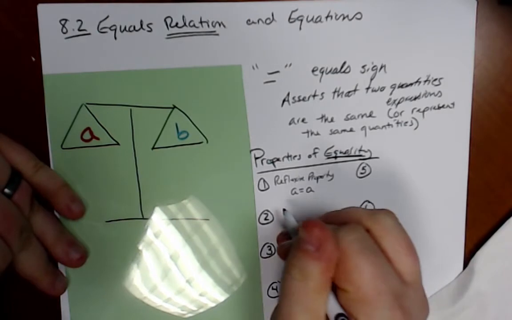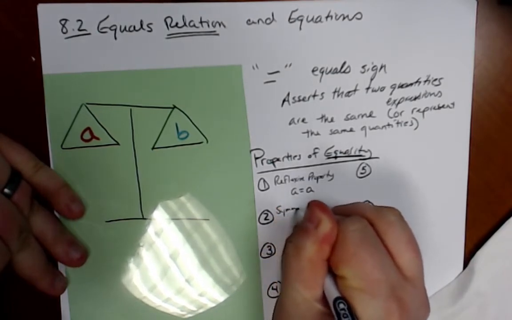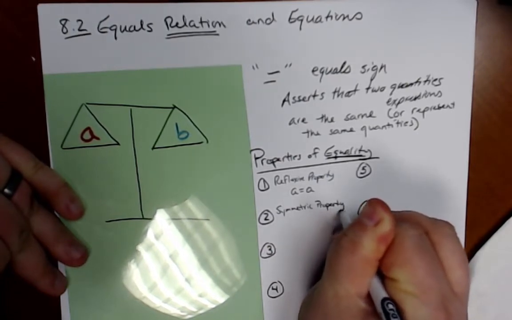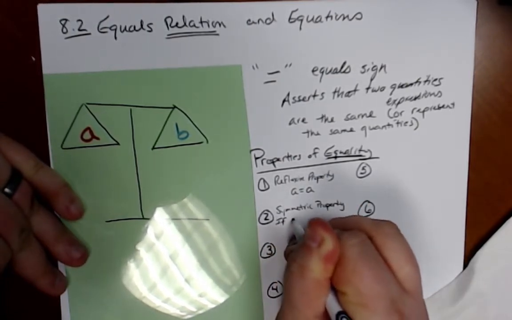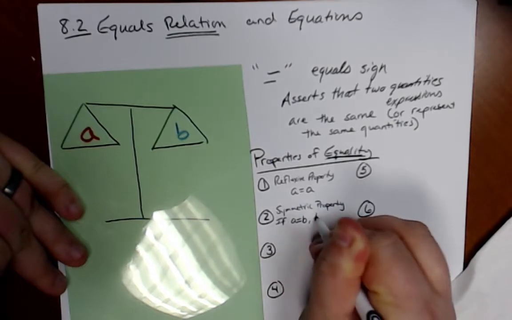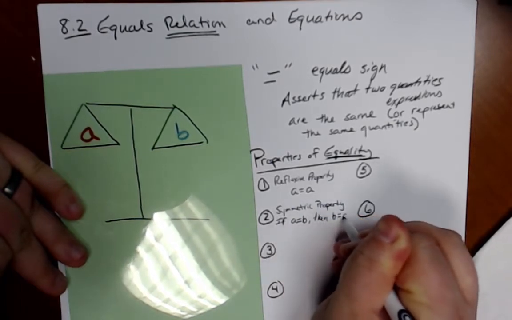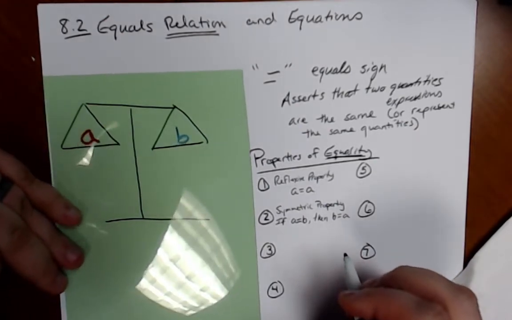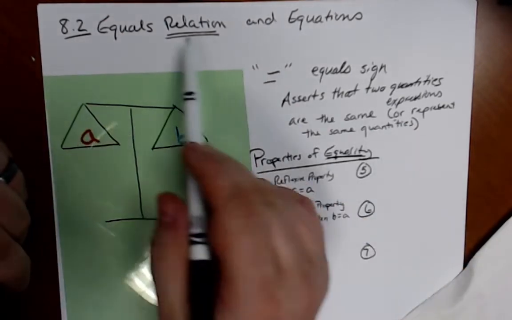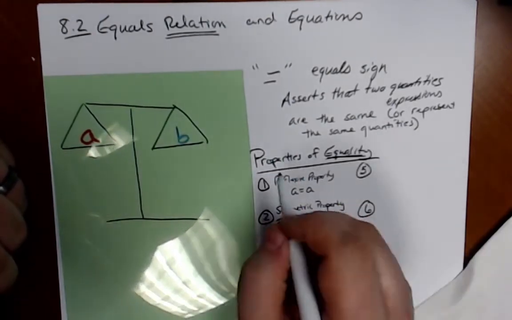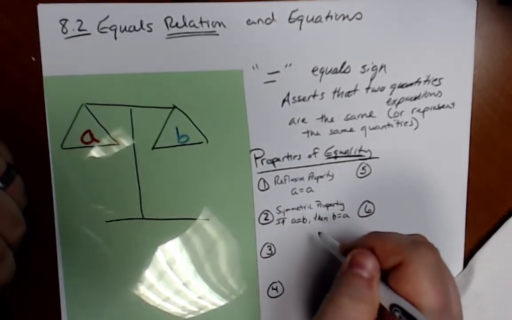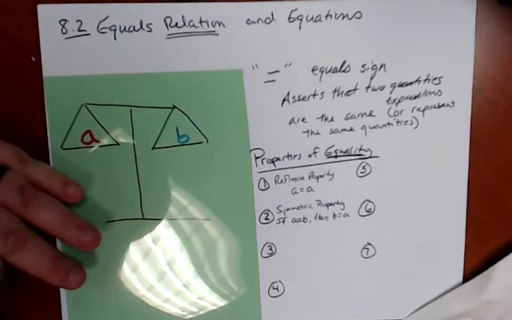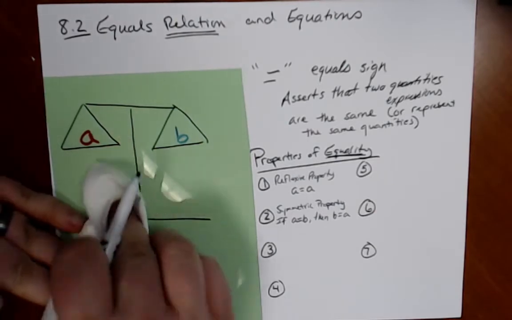And this is called the symmetric property. If A equals B, then B equals A. And again, you might be like, well, of course, if A equals B, B equals A. That's true for equality. If we had greater than, if A is greater than B, then B isn't greater than A, right? And so symmetry is a property of equality.